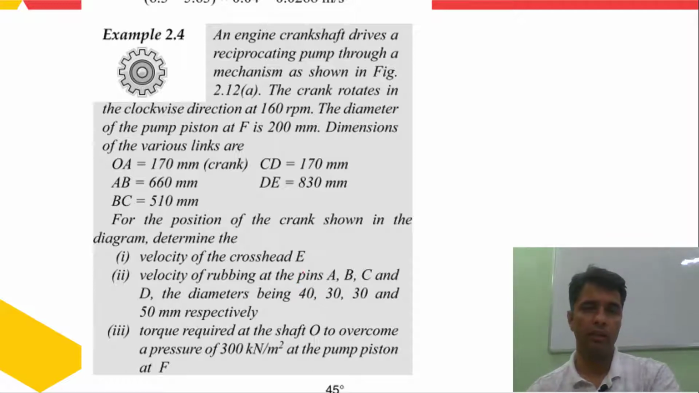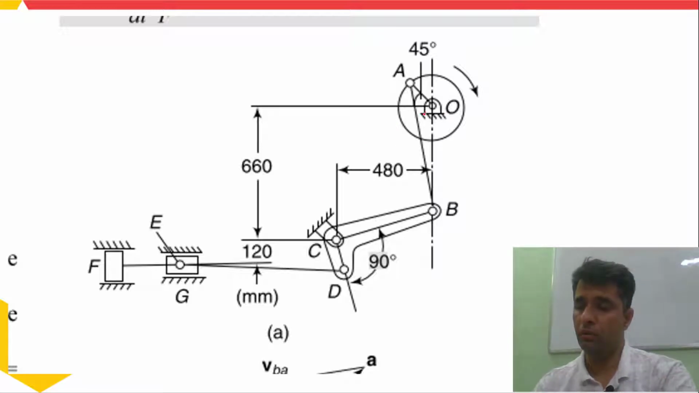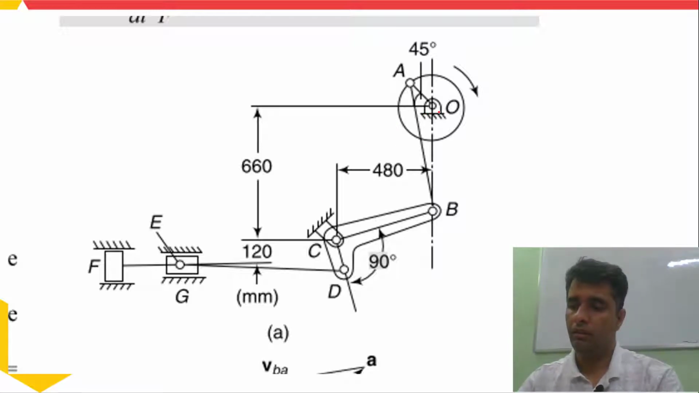Also determine the torque required at the shaft O to overcome the pressure of 300 kilonewton per meter square at the pump piston. So you can see the configuration diagram. To draw this configuration diagram, first of all you need to mark a point O on the sheet and then draw a line OA at 45 degrees to the x-axis. Then you move 480 mm from O towards the left. At the same time, you can move 660 mm downward to locate point C.